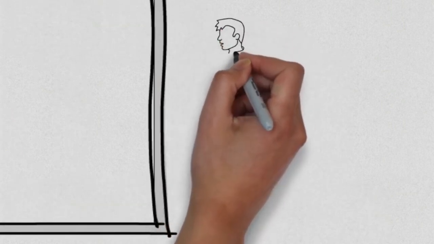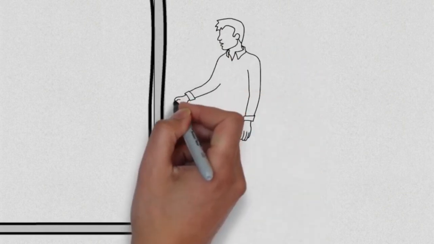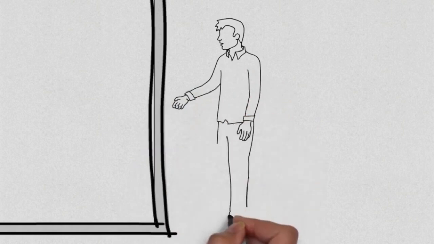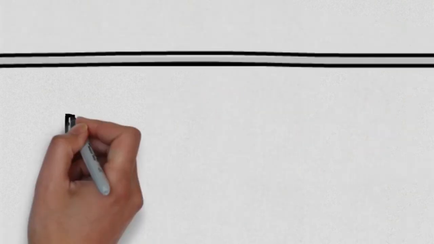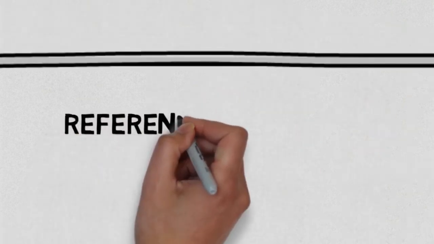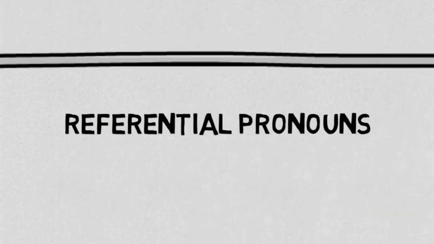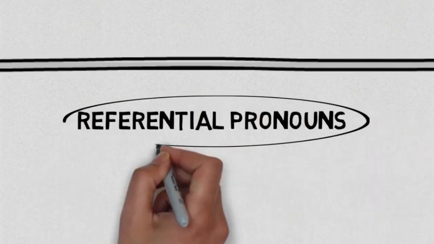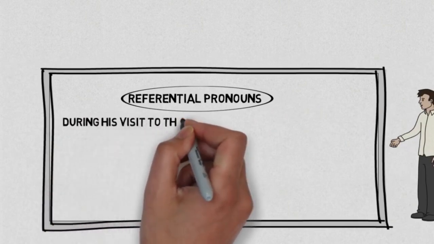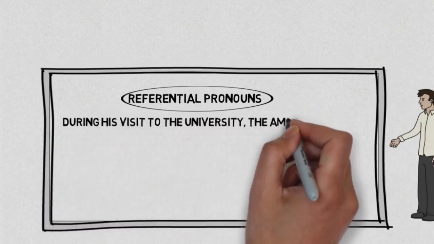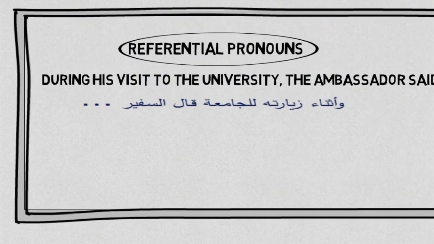Before we move on, we should bear in mind that the position of the pronoun after or before the noun it modifies differs from one language to another. In Arabic, for instance, we cannot start a sentence with a pronoun that precedes the noun it refers to, like in English. However, the fronting of referential pronouns is commonly used today in Arabic, copying the English style. For example, during his visit to the university, the ambassador said, أثناء زيارته للجامعة قال السفير.